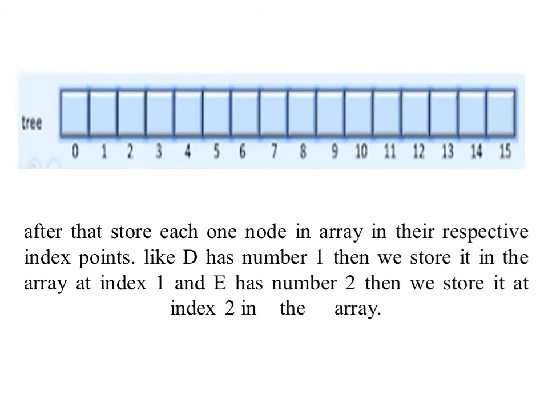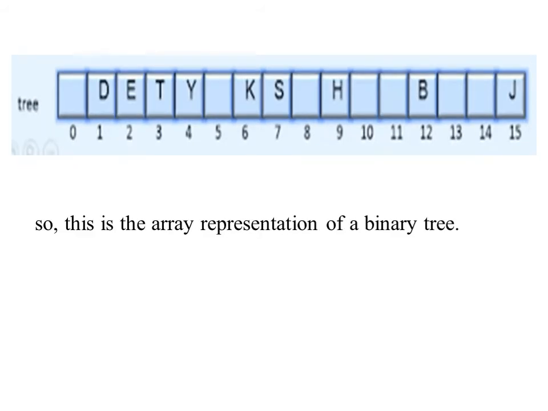That means 1 represents what? Left, and 2 represents the right. Similarly, you can observe how the tree is represented in an array of structure. See, 0, 1, 2, 3, 4, 5, 6 up to 15.